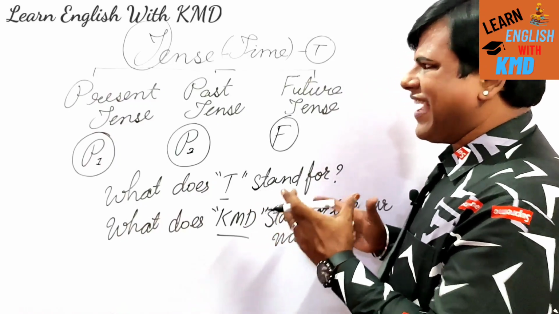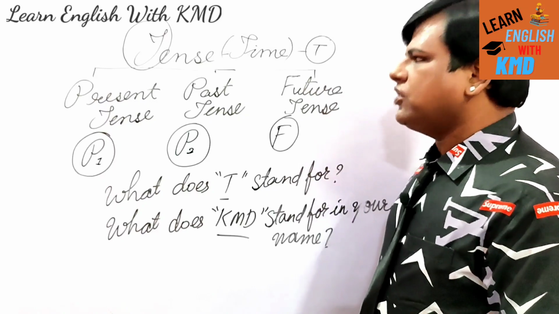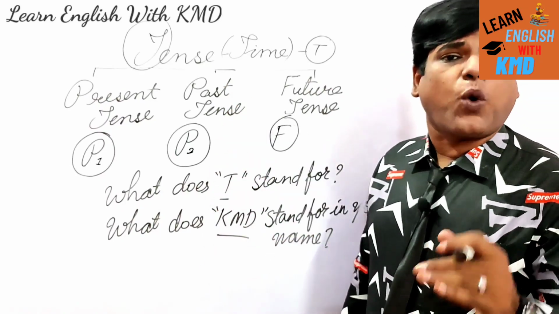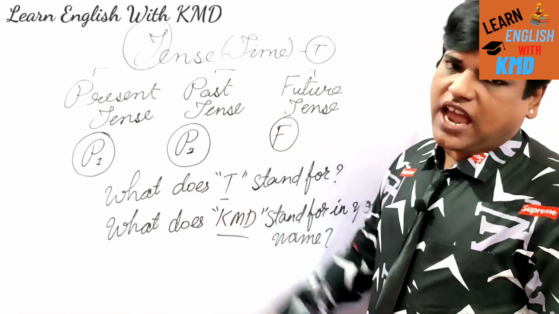So I guess the things are clear about the tense now. So tense is classified into three: present tense, past tense, and future tense.